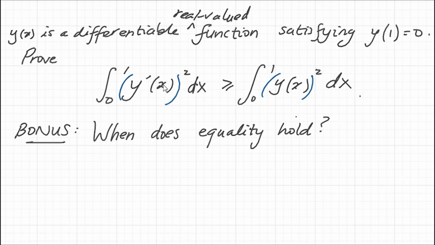So all I'm told about y is that it's a differentiable real valued function and it satisfies y of 1 equals 0. That's all I know about y, and it somehow appears that this inequality should always be true, regardless of what y of x is, provided it satisfies these few conditions up here. So if you want to have a go at this problem, pause the video now and give it a go for yourself, and I'm going to dive right into a solution.